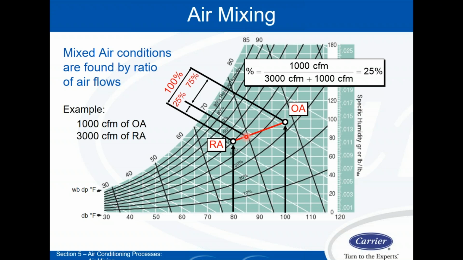I would plot that dot, and then I would read across, or excuse me, read down. That'd be 85 degree mixed air with, I'm going to make up a number right now, we'll call it 69 wet bulb. That's how you would do mixed air. Figure out which percentage of it is outside versus return air, and then draw a straight line between the two and move that percentage of the way along the line.